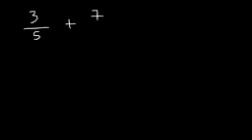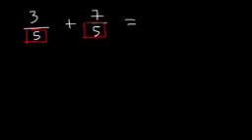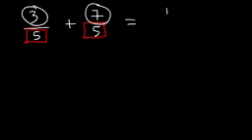Now let's spend a few minutes talking about fractions, because you need to know this when taking an algebra course. Let's say if we have 3 over 5 and we wish to add 7 over 5 to it. The top part of a fraction is known as the numerator. The bottom part is the denominator. So if the denominator is the same, you can add the numerators of the fractions. So 3 plus 7 is 10. So this is going to be 10 over 5.